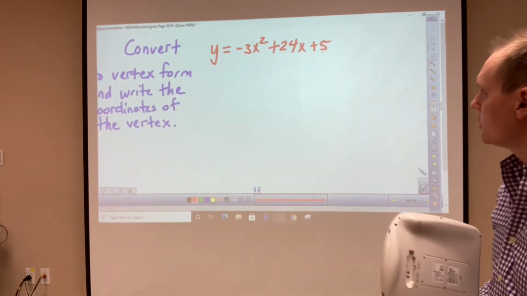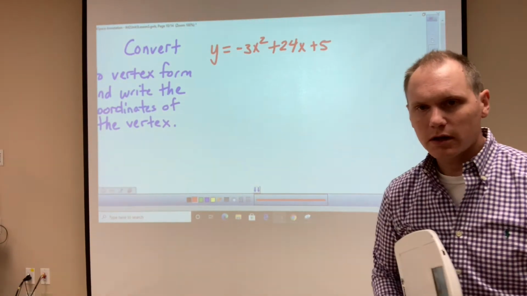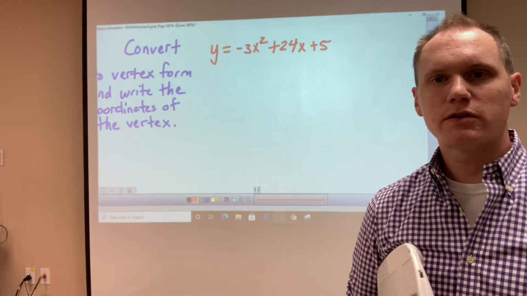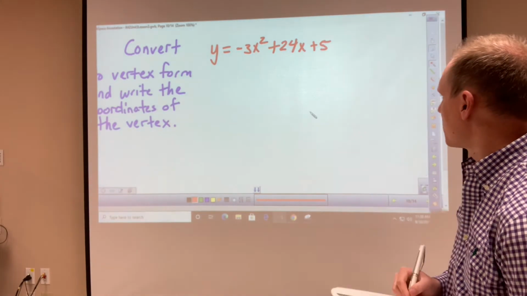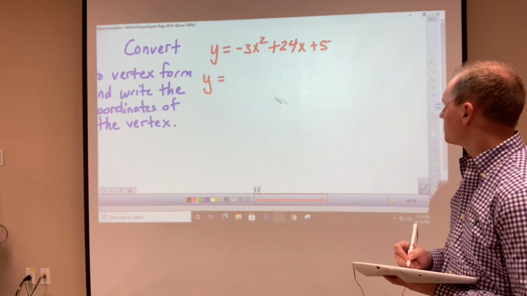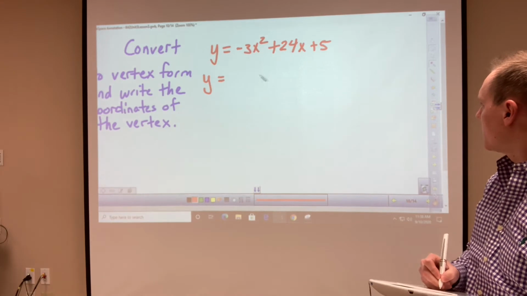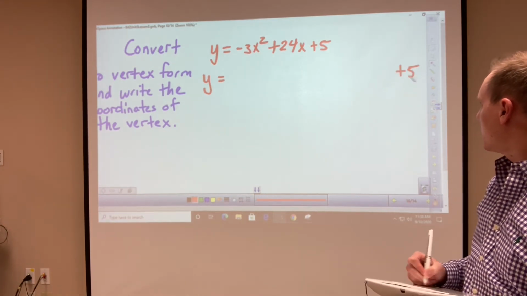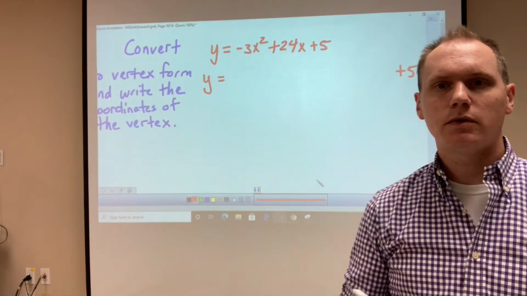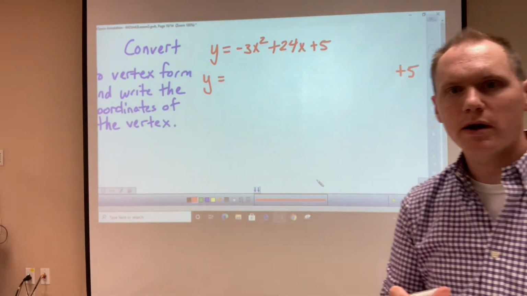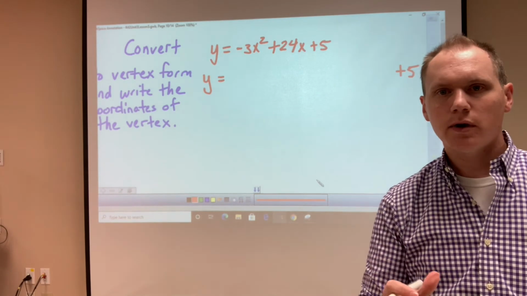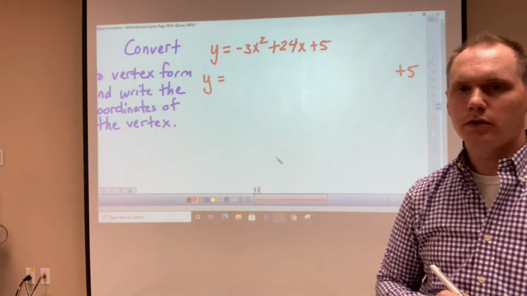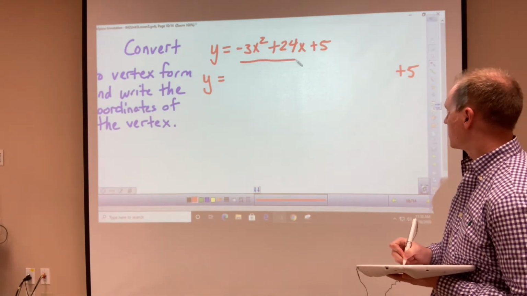All right, so let's try this one. So this is, again, a different situation, but we're still going to do the same thing. We're still going to have the same goal in mind. All right, so the first thing we're going to do is build this perfect square. But by doing that, we're going to isolate that plus 5 off to the side. We're not going to worry about it yet. We're just going to complete the square, build that perfect square trinomial with the first 2 terms. So these 2 terms here.